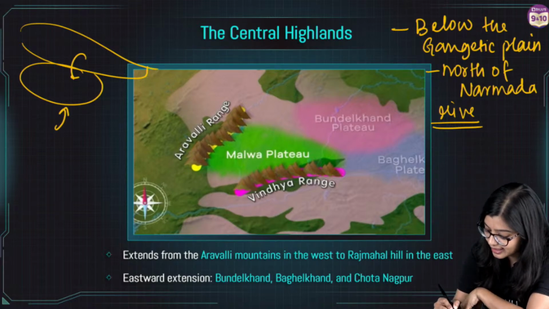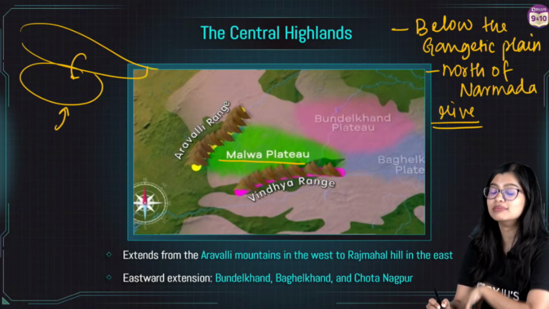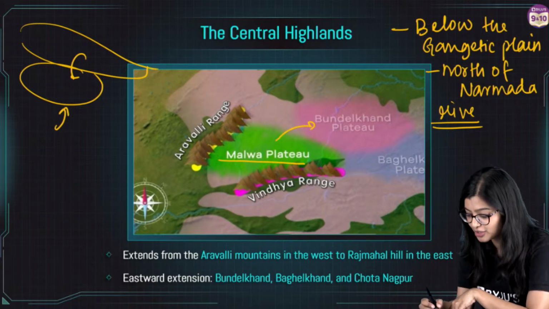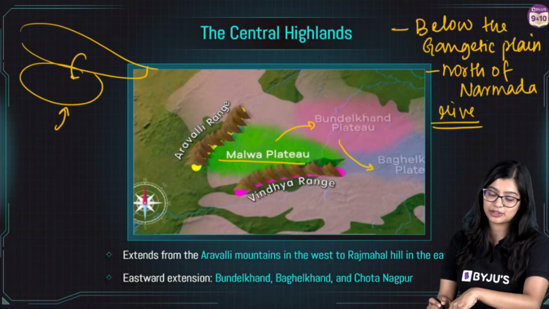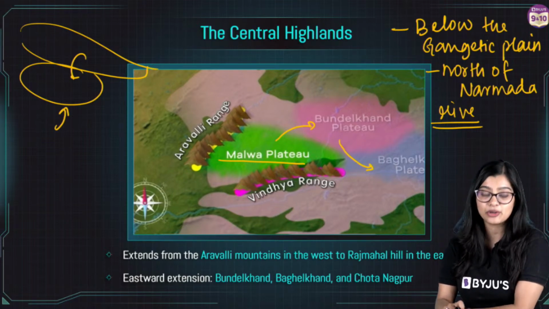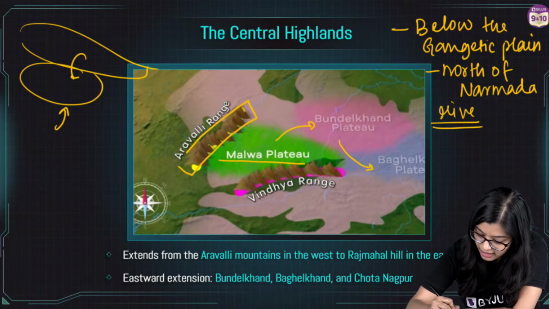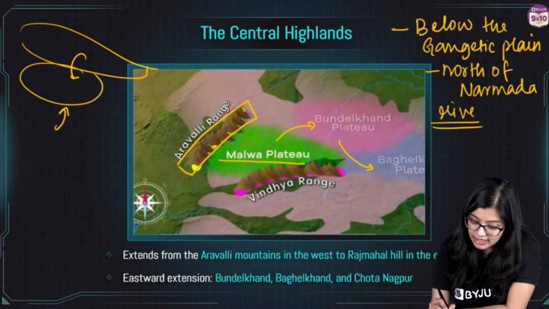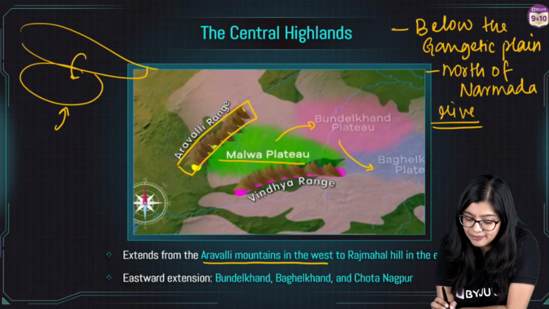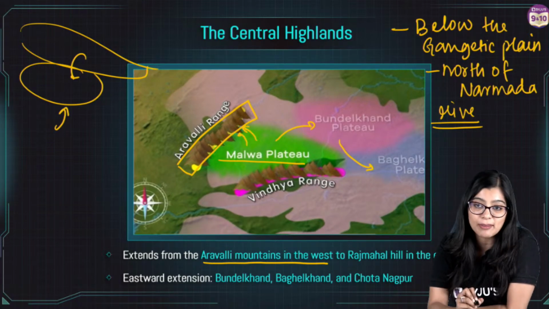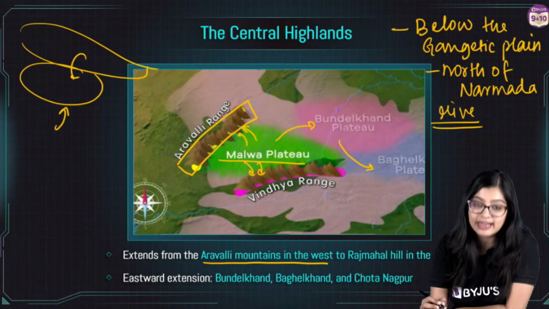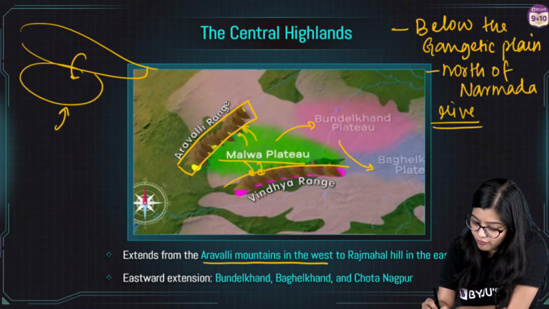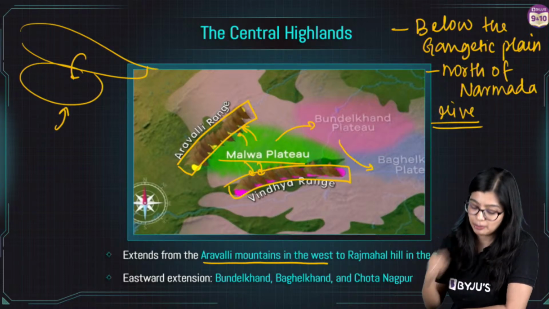Now the Central Highland extends all the way from the Malwa Plateau in the west to the Bundelkhand Plateau and the Baghelkhand Plateau. The Malwa Plateau is bordered by the Aravalli range, which is towards the west of the Malwa Plateau, while the Vindhya ranges flank it towards the southern part.